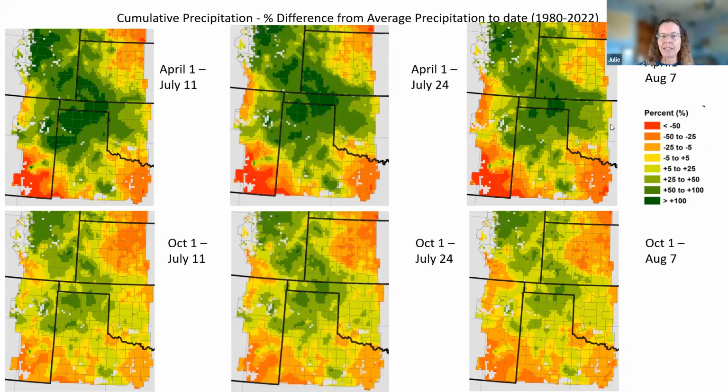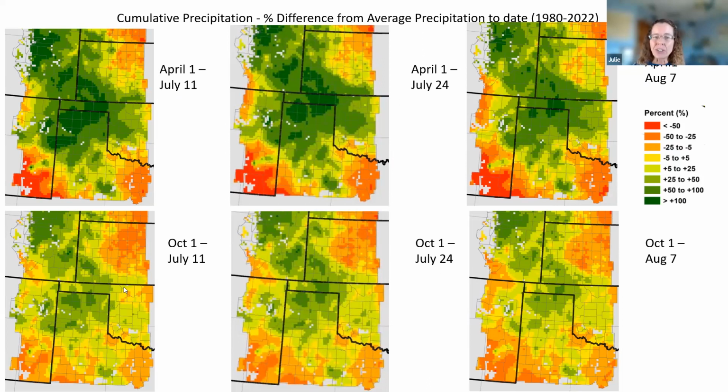So the top maps here represent the total precipitation received since April 1st as a percent of the 1980 to 2022 average. April 1st to July 11th, April 1st to July 24th, April 1st to August 7th. The bottom maps represent total precipitation received since October 1st as a percent of the 1980 to 2022 average. The dates are the same, July 11th, July 24th, August 7th.